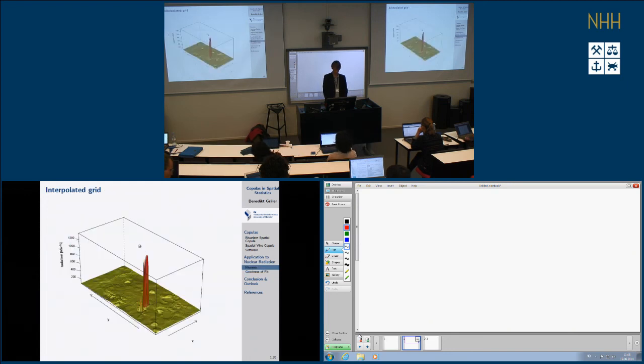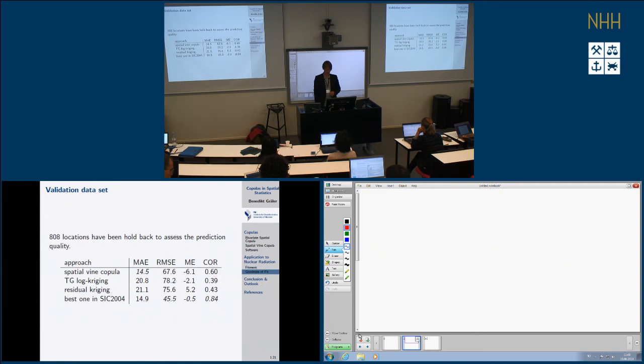But I reused the data set to try to figure out how good the spatial vine copula is in comparison to other approaches. And it turns out to perform rather well, especially in terms of mean absolute error, where it even beats the best one from this interpolation comparison. But of course, as you look at the other cross-validation statistics, there's still improvement possible and necessary to really compete completely here.